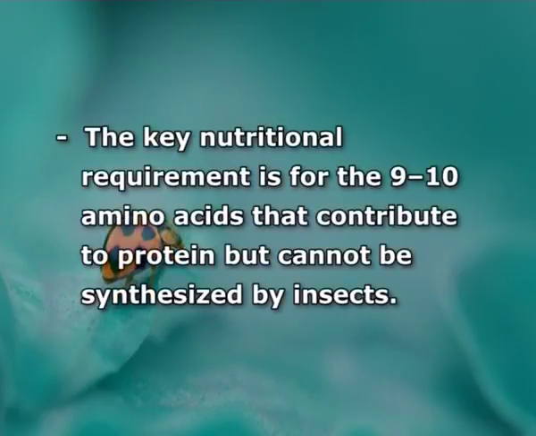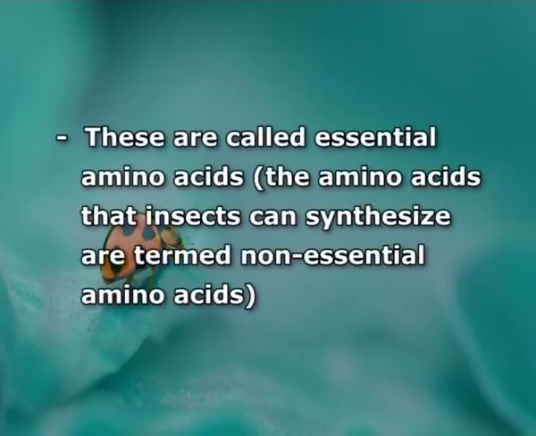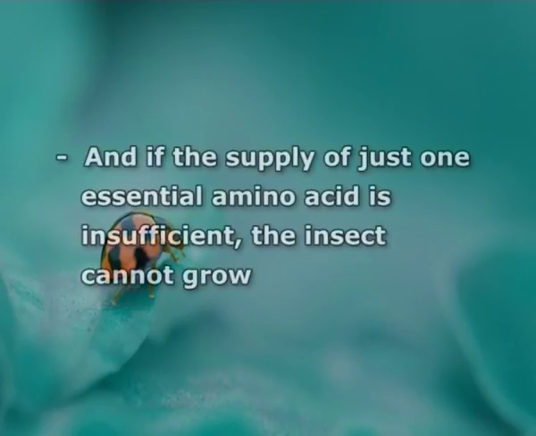The key functional requirement is for the 9 to 10 amino acids that contribute to protein but cannot be synthesized by insects. These are called essential amino acids. The amino acids that insects can synthesize are termed non-essential amino acids. If the supply of just one essential amino acid is insufficient, the insect cannot grow, whatever the total dietary supply of amino acids. Nine of the essential amino acids are common to all animals and are often termed the rat essentials because the landmark nutritional studies were conducted on laboratory rats.